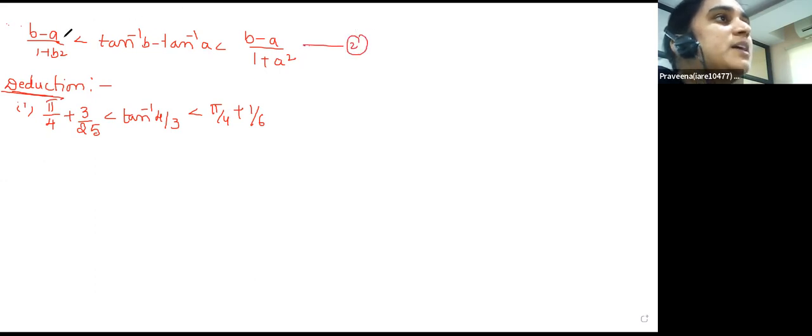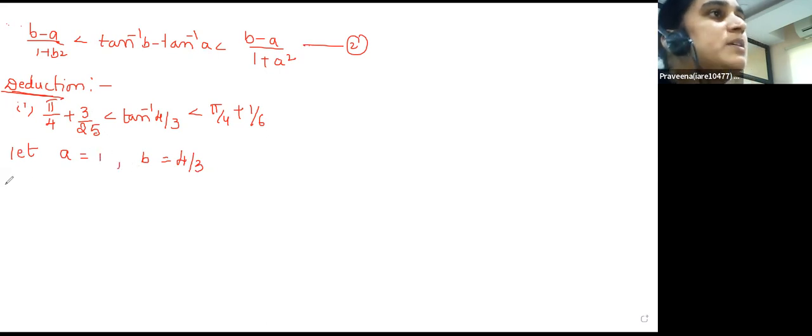Okay. From that, assume any two values of A and B. If we take A values, then we get this deduction part. Tell me, ma, let us take two values of A and B. What is A and B here? Tell me any one. Any idea? Let us take B is equal to 4 by 3 and A is equal to 1. Substitute in the second equation.